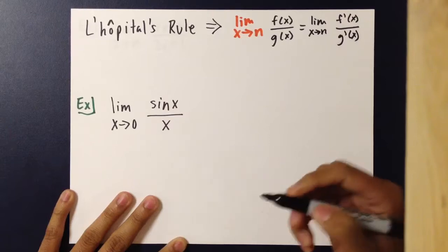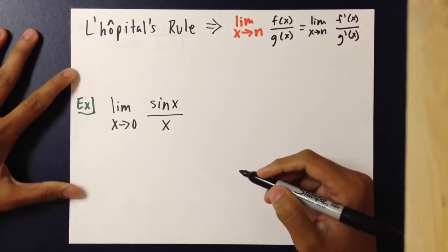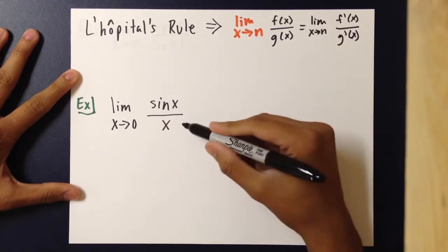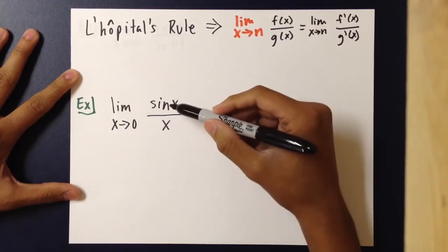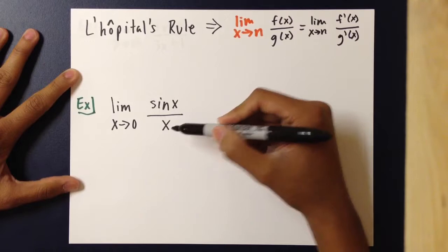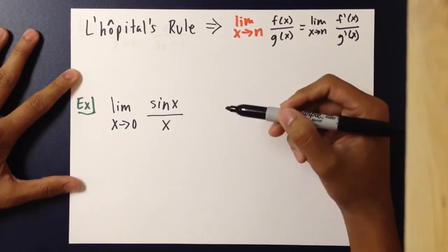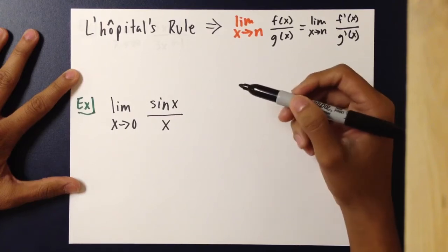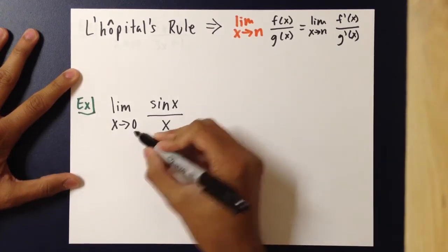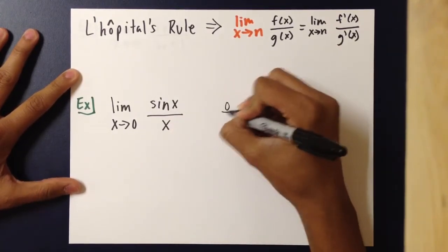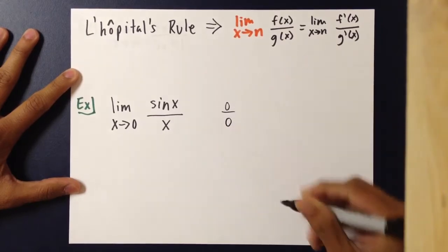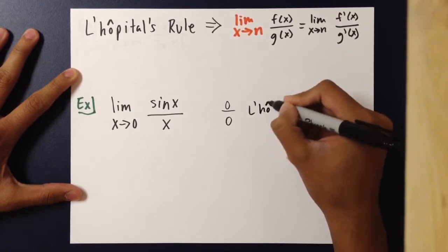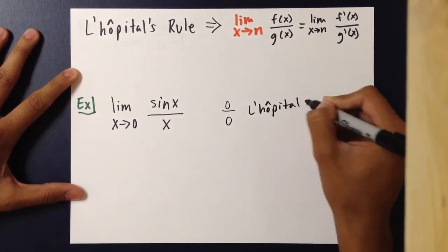So, let's attack some examples. The first example, a fairly simple one: we have to first check the limit as x approaches 0 of sine of x over x. We must first check if it's in indeterminate form so that L'Hopital's rule can be used. When 0 is plugged in, it does give us an indeterminate form of 0 over 0. So, L'Hopital's rule can be used.